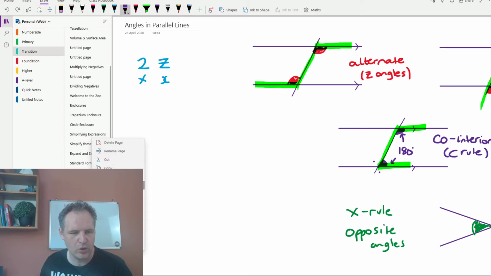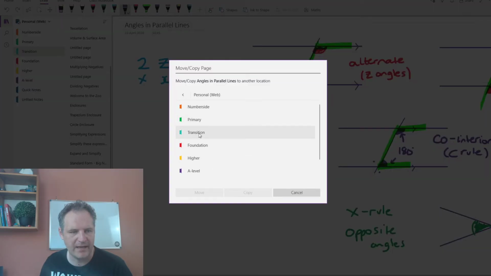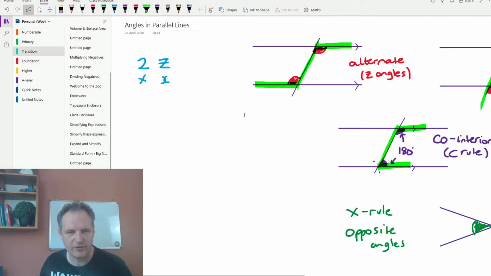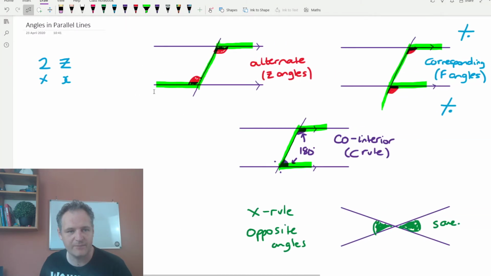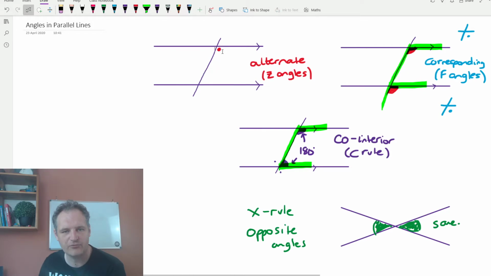If I copy it and put it to there, I've got another copy. The reason I've just done that is I can now get everything back, and we can have our parallel lines back, which are useful. Hadn't realised how much writing I'd done on here. Bear with me, I'm being as quick as I can.